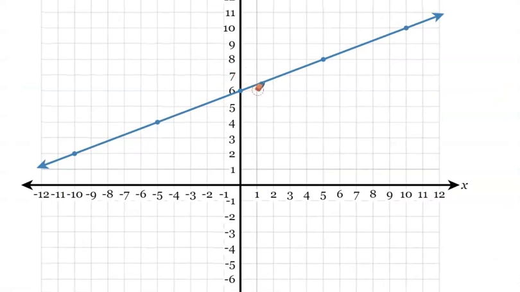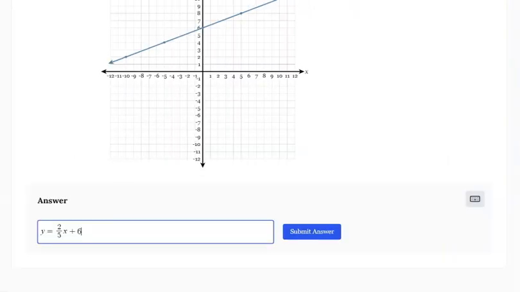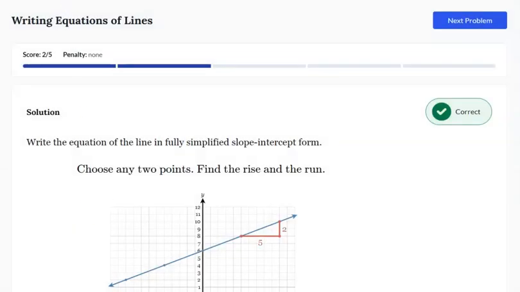Let's try that one more time. The y-intercept is 6. The rise is 2. The run is 1, 2, 3, 4, 5. So that's 2 over 5x plus 6 with a y equals sign in front. 2/5 x plus 6. And that concludes homework number 18.